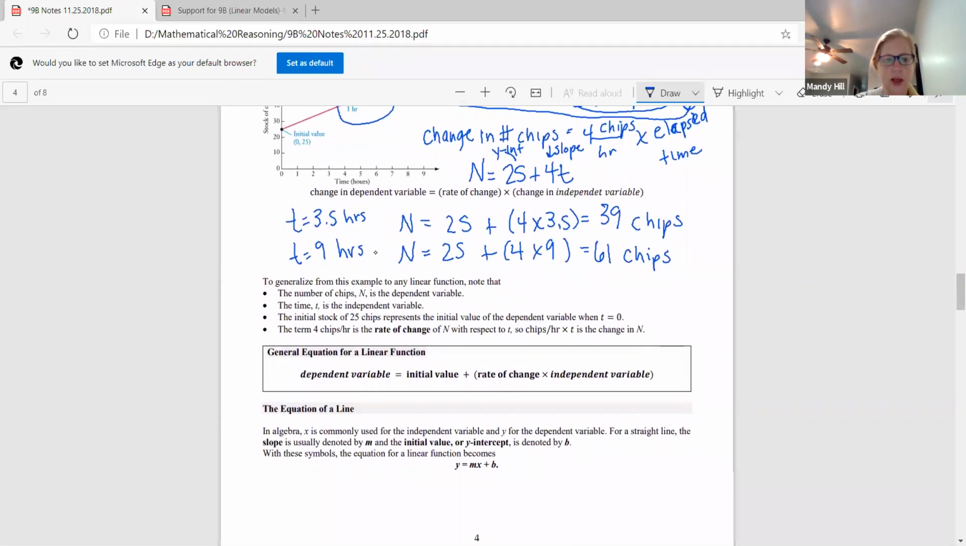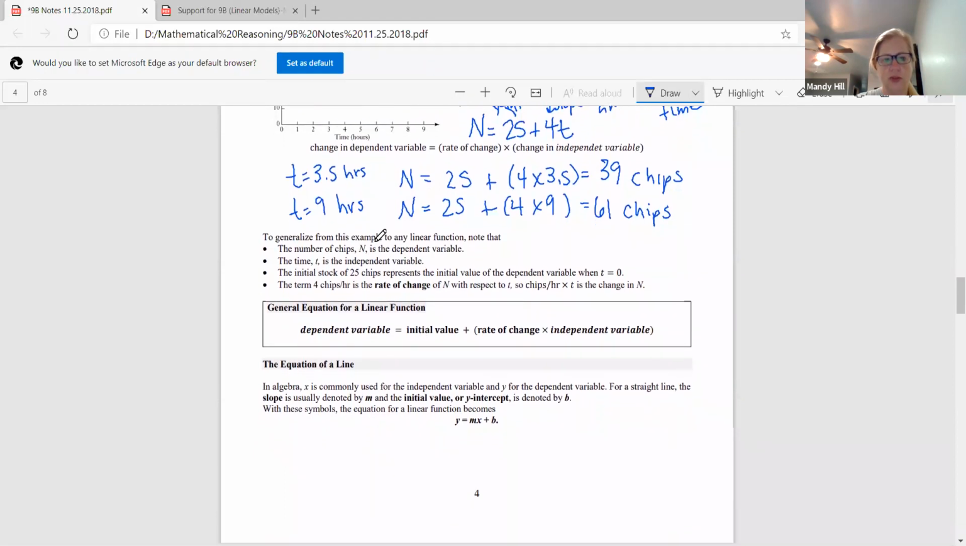But to generalize from this example to any linear function, the number of chips, n, is the dependent variable. The time t is the independent variable. The initial stock of 25 chips represents the initial value of the dependent variable when the time is equal to 0. The term 4 chips per hour is the rate of change. Also, we call that the slope with respect to t. So chips per hour times t is the change in n.